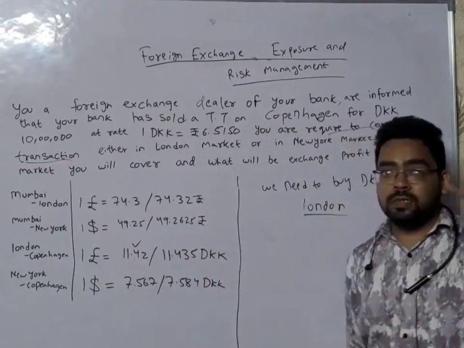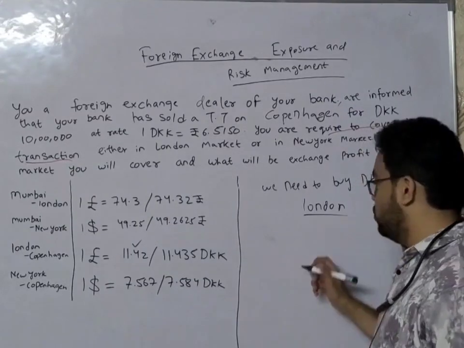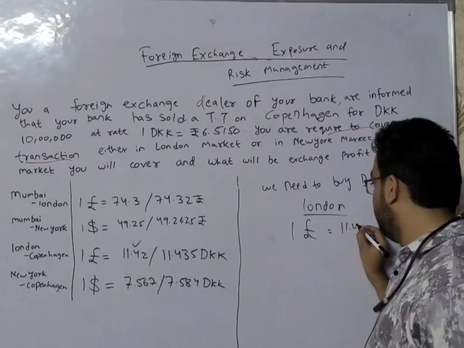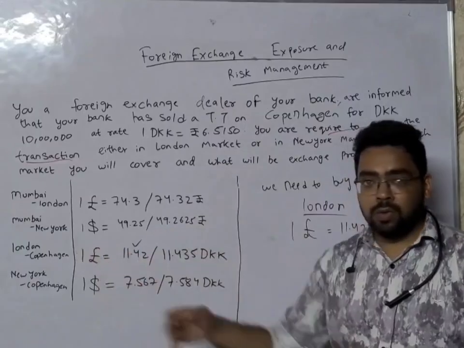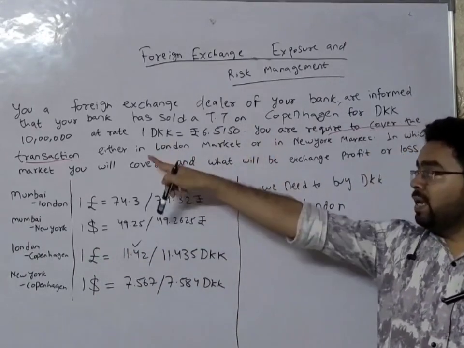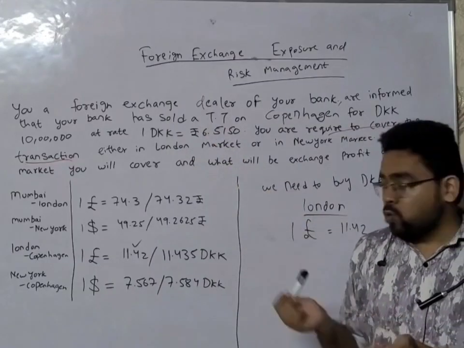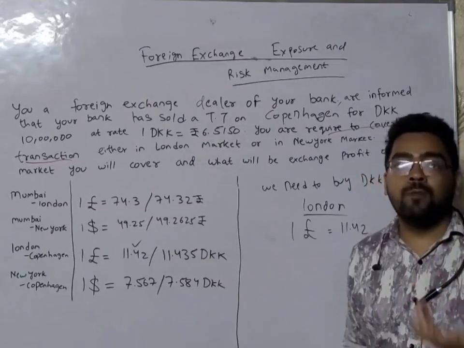See, this is the third scenario which we discussed: authorized dealer dealing with another authorized dealer. So the first rate which will be applicable will be 1 pound equals 11.42. Now we are selling pound, but we don't have pound. What we have is rupees. We sold 10 lakhs DKK and we now have rupees in hand. To sell pound, we need to have pound first.